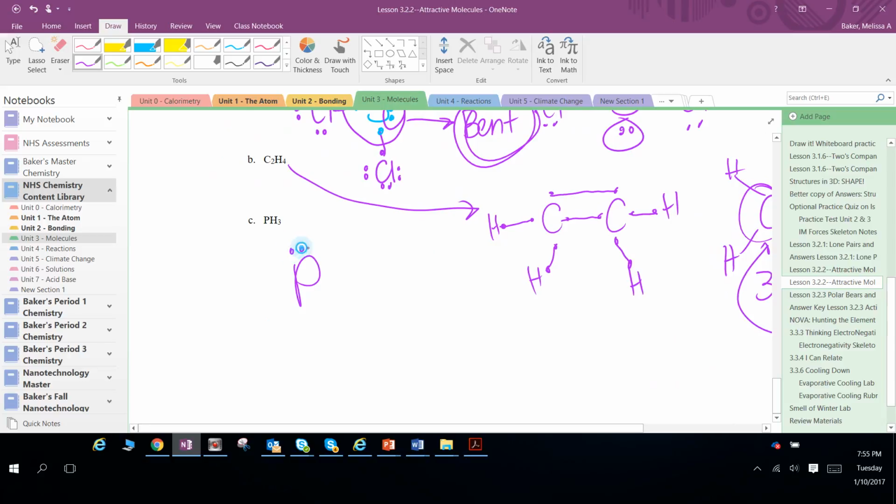And the last question, PH3. I've got 3 hydrogens to point at these lonely electrons here. I'm going to connect everything once. And since this has 3 atoms attached and 1 lone pair, the name for this one is going to be pyramidal.